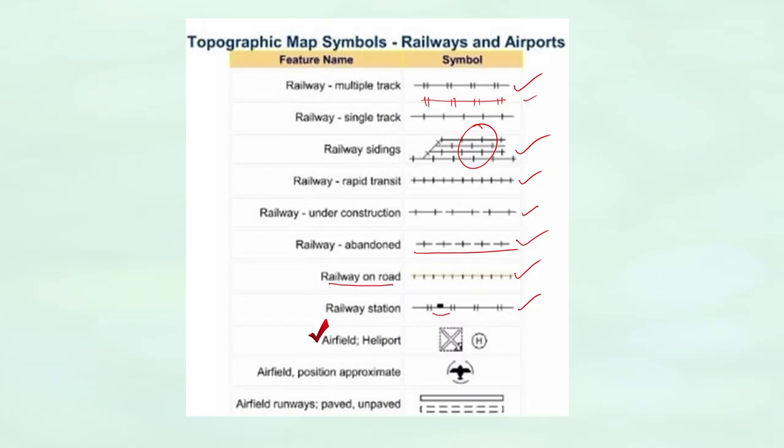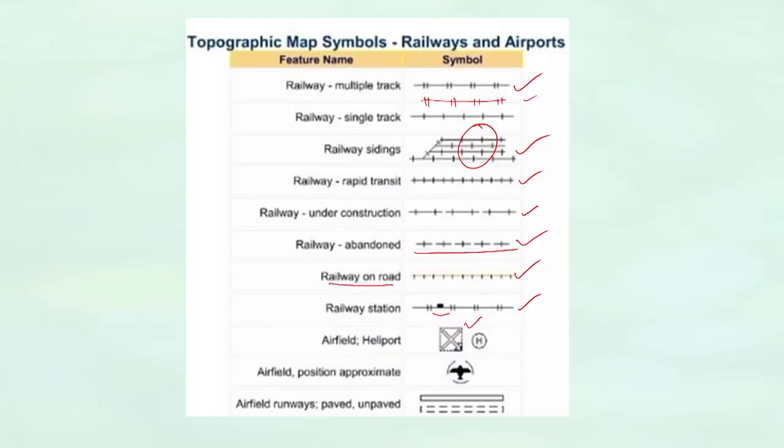Airfield, airport will be mentioned like this. The whole airfield where the flights take off will be mentioned like this. This is a helipad, and the airfield will also have a picture like an aeroplane, so we can easily identify it. Airfield runways, if paved and clearly compounded, will look like this. If it is not compounded properly, it will be denoted like this.